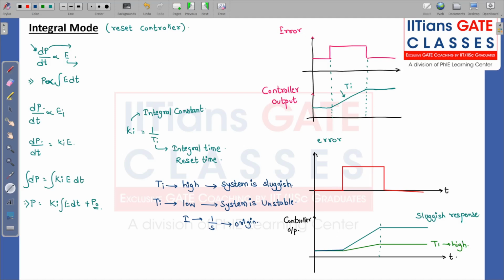If my Ti is very low, for this particular error only, it will keep on going and going. My controller output will become unstable. So this is the problem with I controller, that you need to set the value of Ti such that neither it is too low nor too high. And usually it is sluggish in response.